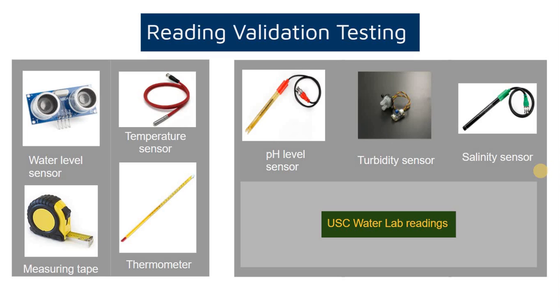Next test is the reading validation. Analog instruments were used as reference for water level and temperature parameters. For the 3 remaining sensors, a mixture sample of coffee and salt was given to the USC Water Laboratory to be tested for pH, turbidity, and salinity. The reading outputs were expected to be approximately in the same range as that from the laboratory.